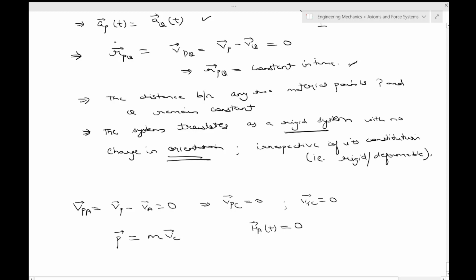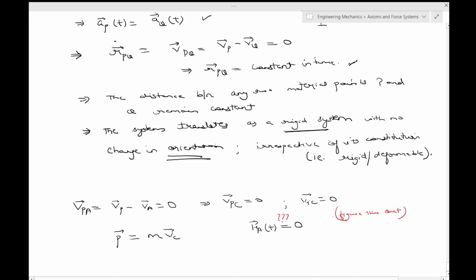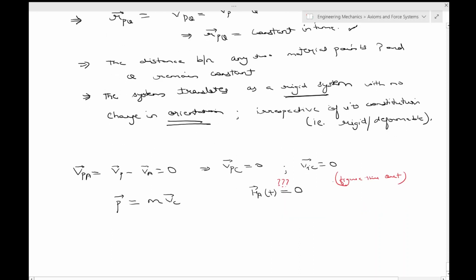Why would this be? You should know this. Figure this out. Remember the Euler's axioms and the theory and the derivations of it. Also some extensions do this. And Hc of t will also be 0. Again, you should be able to answer why.